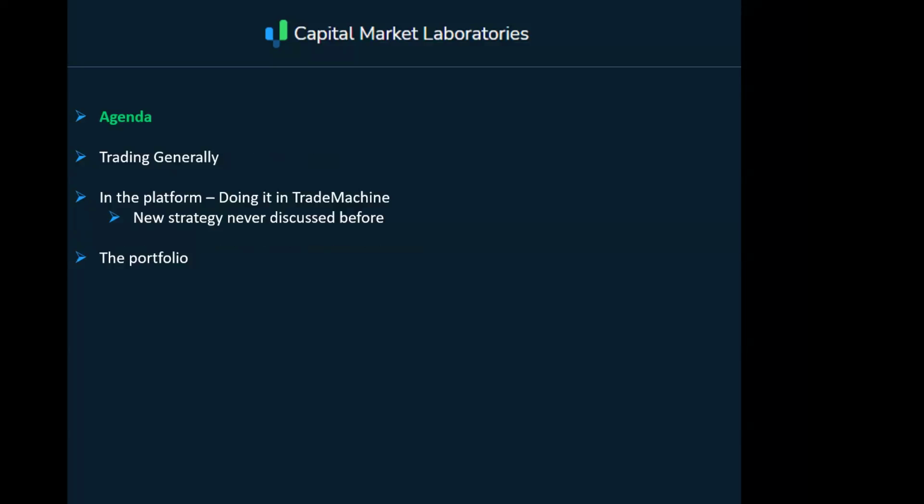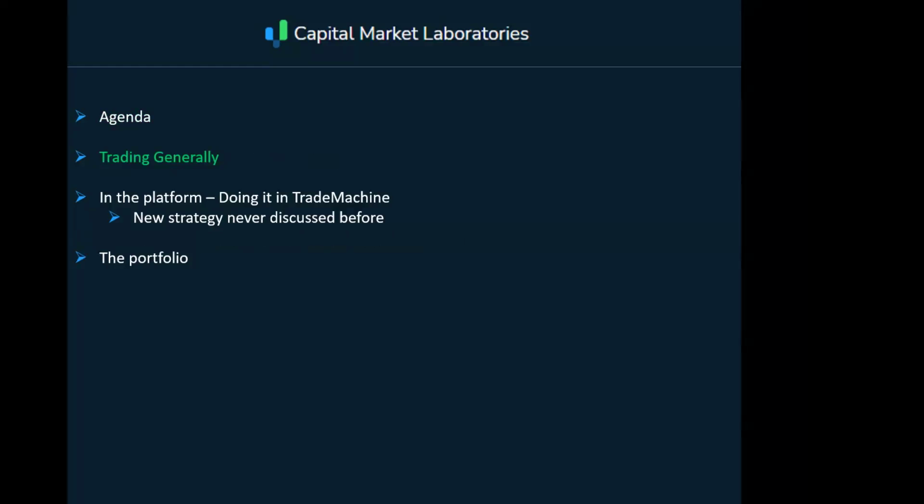This is the agenda slide. Pretty interesting. We'll talk about trading in general. We'll do it in the platform, then the portfolio. As I noted, a new strategy never discussed before. And that was the agenda slide. Look how quickly we're going.